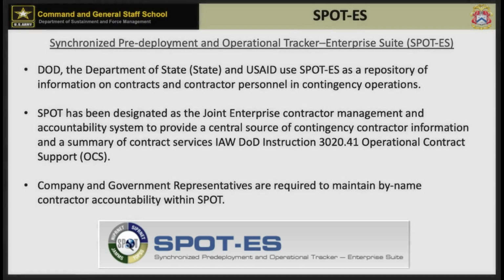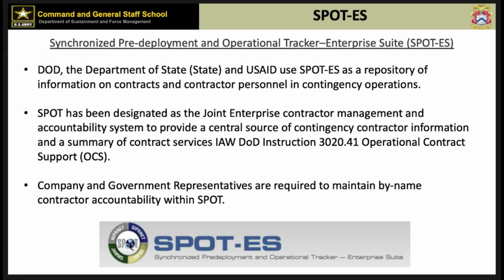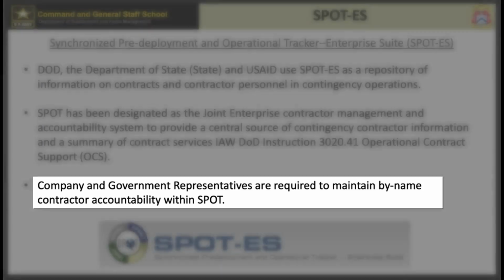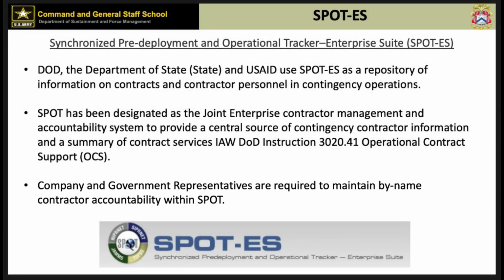SPOT-ES is a joint enterprise system used by DoD, USAID, and the Department of State to track contracts and contractor personnel in contingency operations. It serves as the central system for contractor accountability, as outlined in DoD Instruction 3020.41. Both company and government representatives are required to maintain by-name accountability of contractors in SPOT-ES.